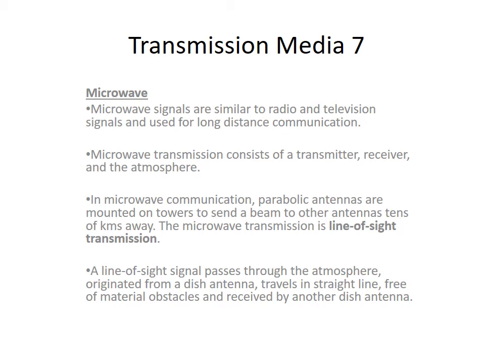A line of sight signal passes through the atmosphere, originates from a dish antenna, travels in a straight line, free of material obstacles, and is received by another dish antenna.